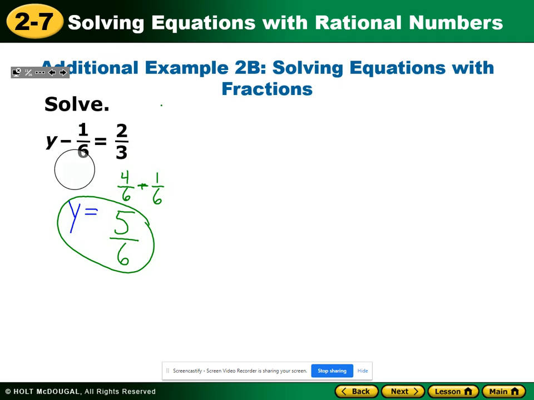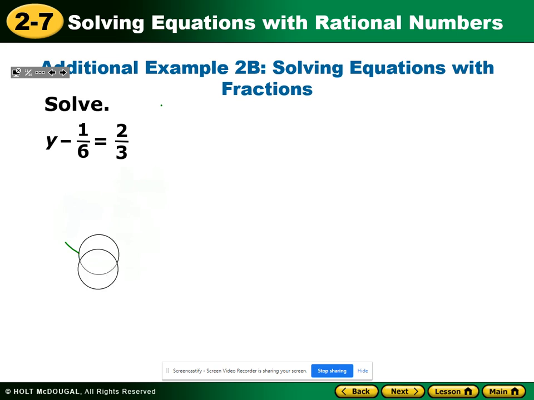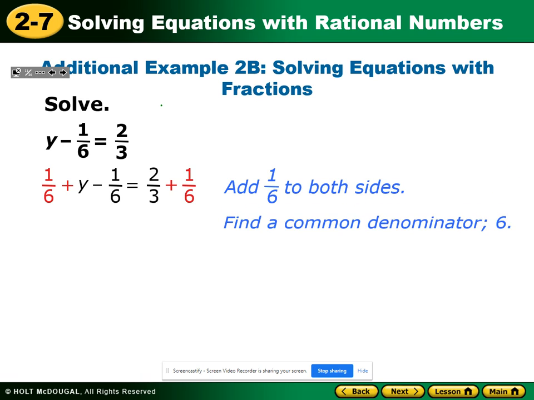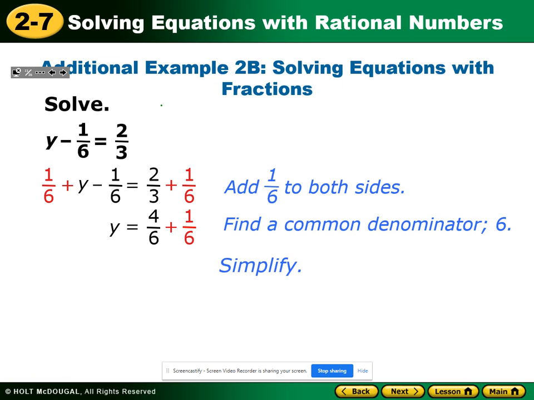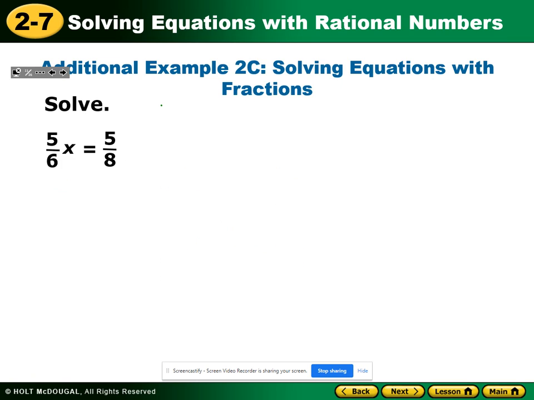You know how to do these things. You just have to take the time or watch the video to learn. We add 1/6 to both sides, find a common denominator, which you know how to do, and we get our answer of 5/6. Here is multiplication.